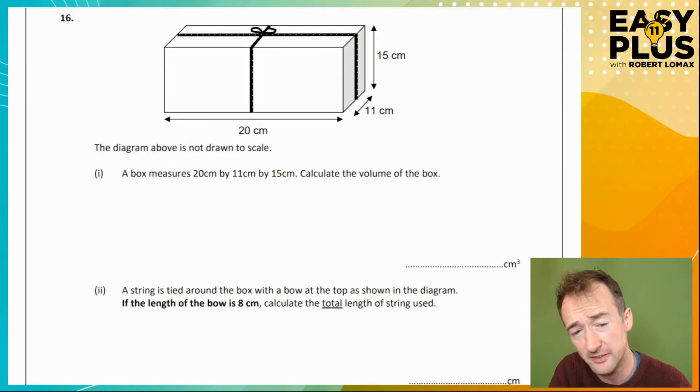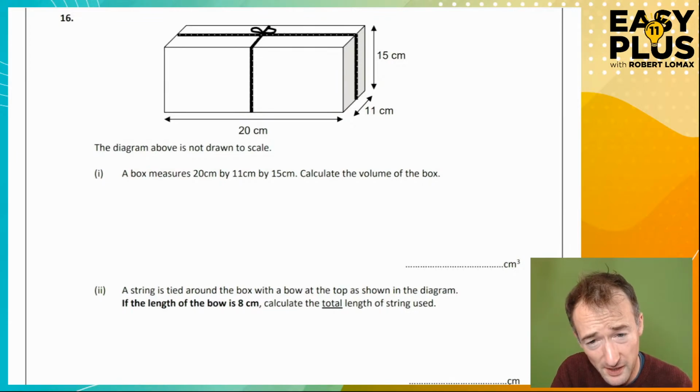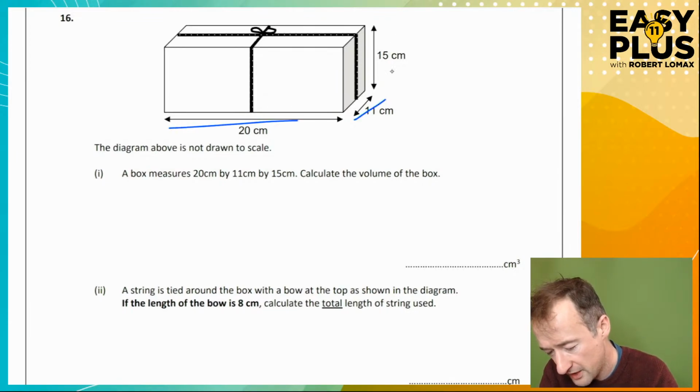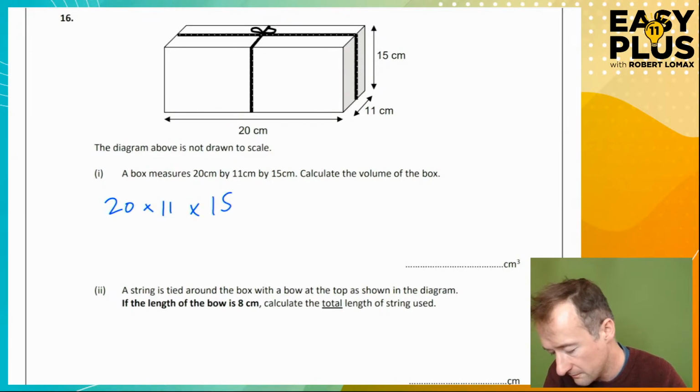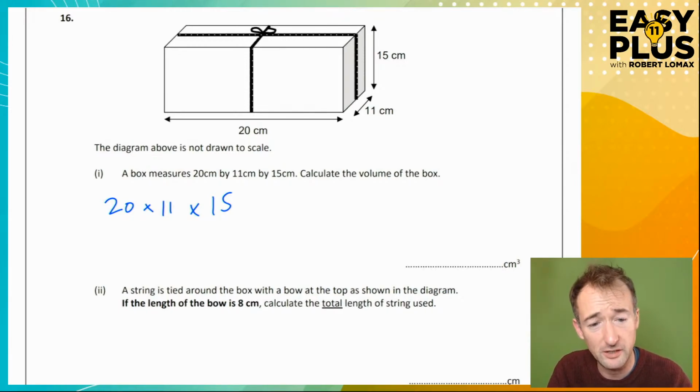This is just a test of whether you know the basic principle here. Width times depth times height. Multiply together. 20 times 11 times 15. Multiplication is commutative. You can do it in any order. Let's say, I don't know.